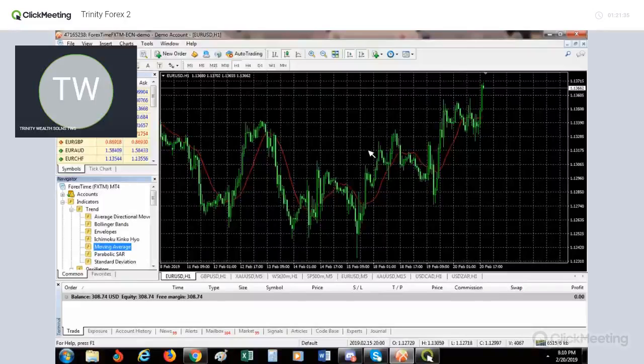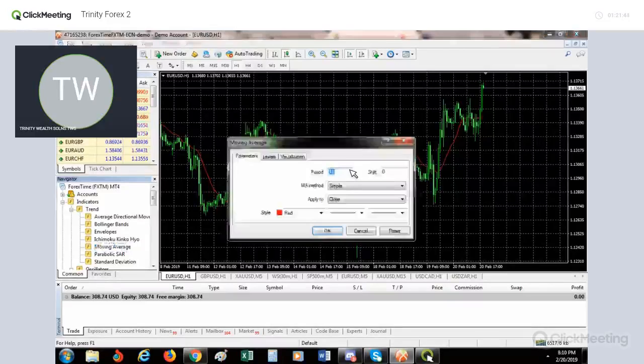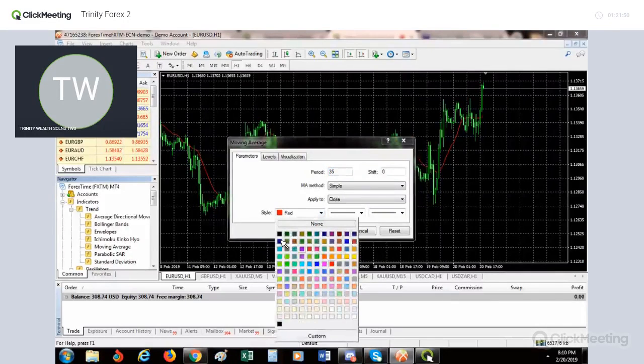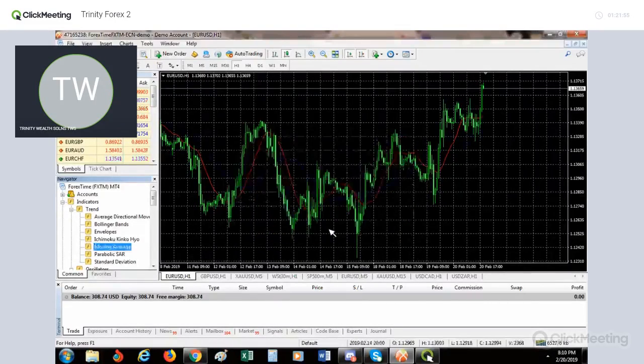You can just use that one alone to say when the price crosses it this way, I do this, and when it crosses that way, I do that. You can just use one, or you use two, maybe to strengthen your analysis. So you just come and attach. We are going to add a 35-day moving average. Then we'll change the color so that we can know which one is which. Now we put it to be blue, right? Then you say OK.